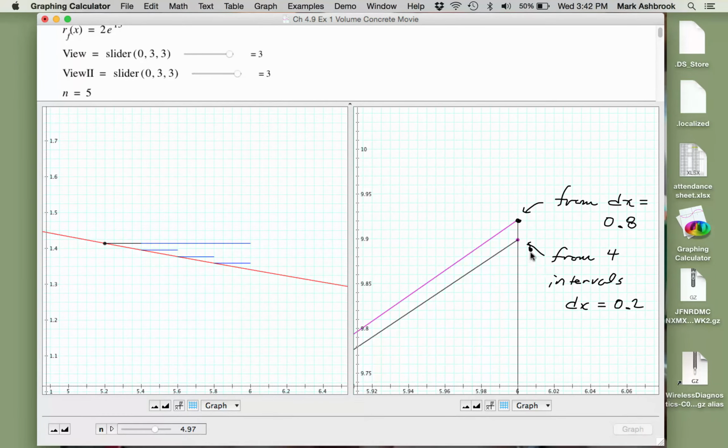But f of 6 will still be a little bit less than that because our rates are still above, or greater than, the actual rate function. So f of 6 is somewhere, who knows, here. I'm just guessing. That'd be the actual f of 6, or the actual amount of concrete poured at 6 seconds. This is our estimate from the intervals of size 0.2, and this is the estimate from our one whole interval with this constant rate right here, where the interval dx is 0.8.